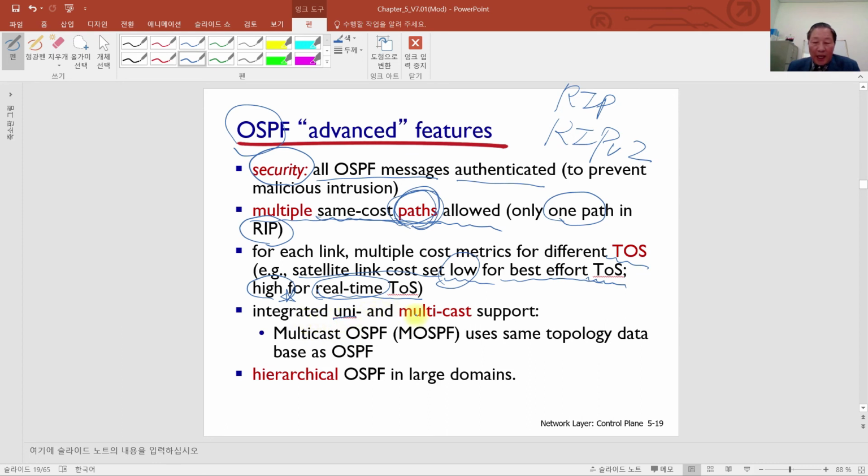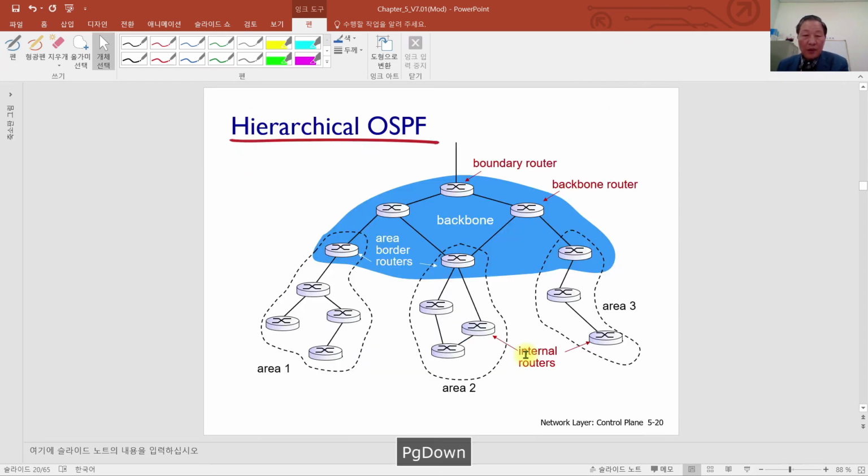Integrated unicast and multicast is also supported using OSPF. And multicast OSPF, short name MOSPF, uses the same topology database as OSPF. And hierarchical OSPF in large domains: we should always think about scalability. These large domains are possible using the OSPF protocol. This is hierarchical OSPF.